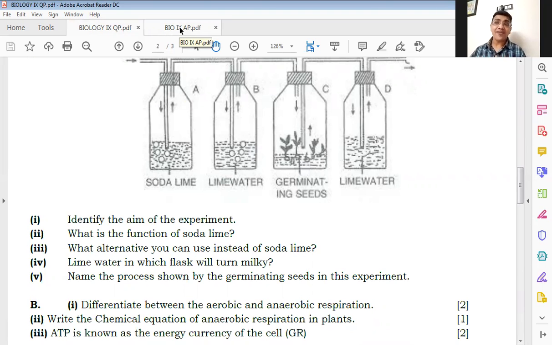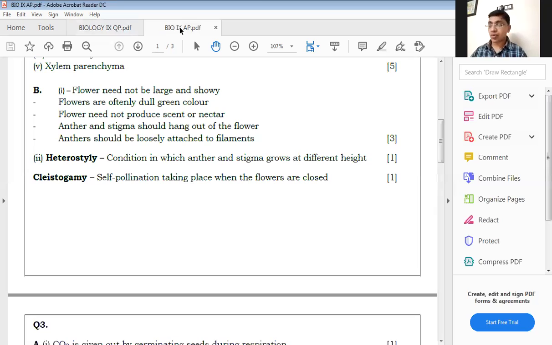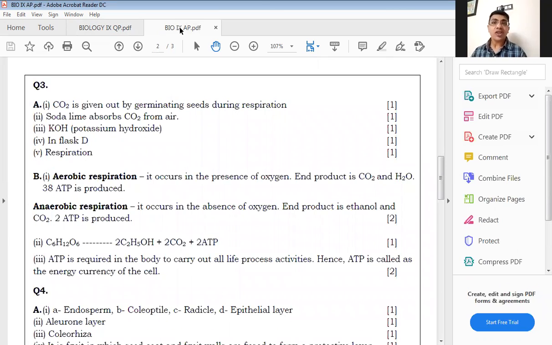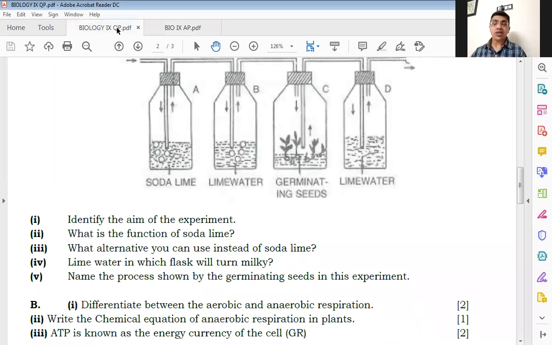See, there is lime water here before and after the germinating seeds, and that is generally the one which absorbs carbon dioxide. So here the aim of the experiment is to prove that carbon dioxide is given out by germinating seeds during respiration, right? Okay, let's go to the second question.